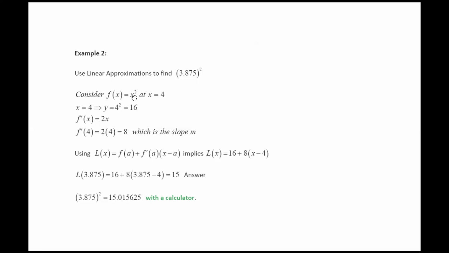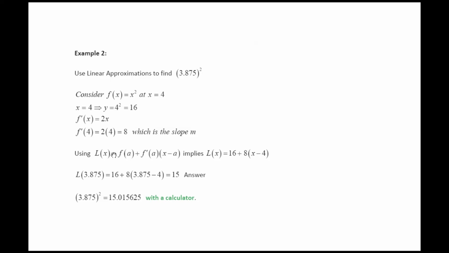f of x is x squared. That's your first thing. Choose your function. What's a number close to 3.875 that you can square easily? 4. Okay. So when x is 4, then y is 16. There's your y coordinate. So we have our x coordinate, we have our y coordinate. We take the derivative of x squared, which is 2x. We find the slope at x equals 4, and that's going to be 8.